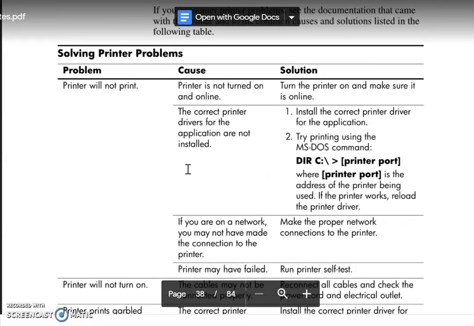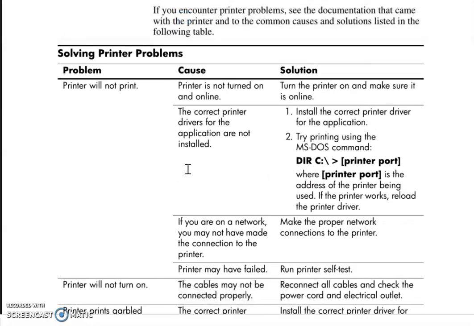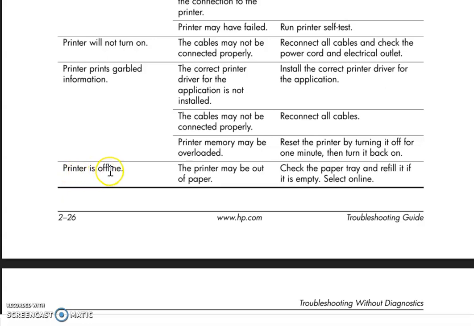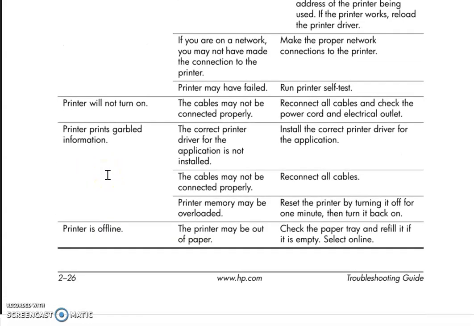So these are a few cases that you can solve. So 4 cases have been taken: the printer is not printing, it is not turning on, it is printing garbage information, it is offline. Another error is the paper jam. Then you have to open the printer case, remove the paper which is stuck over there, and then restart your printer, and you can take a printout.